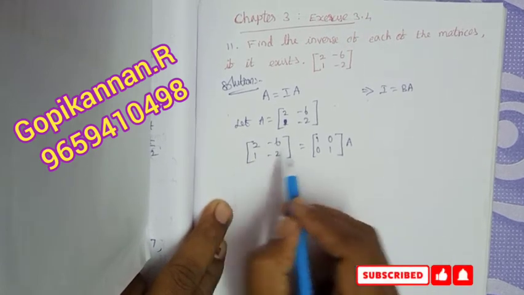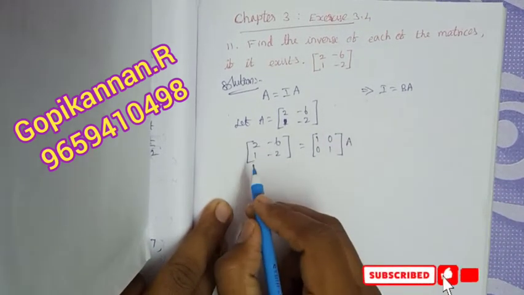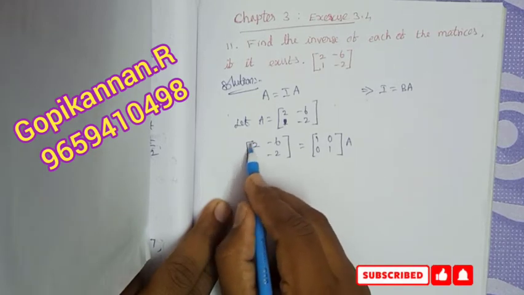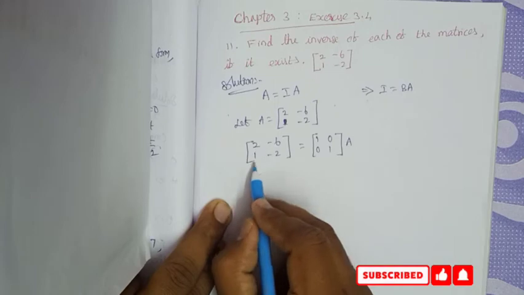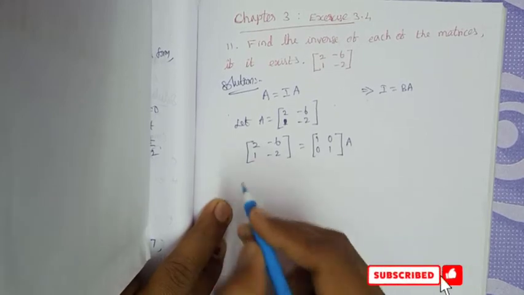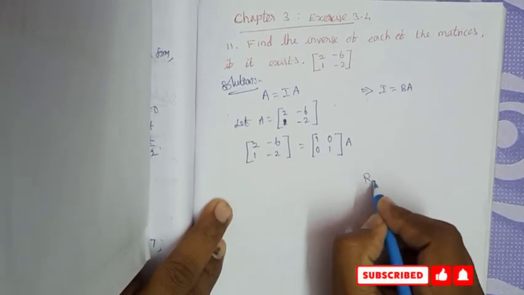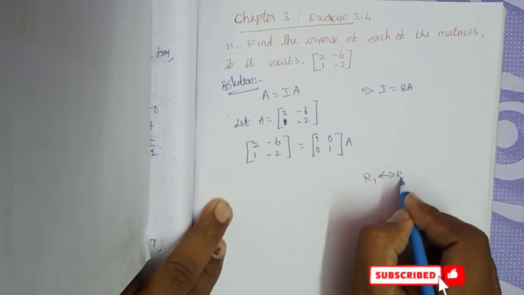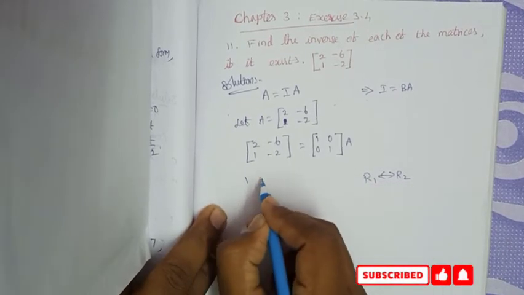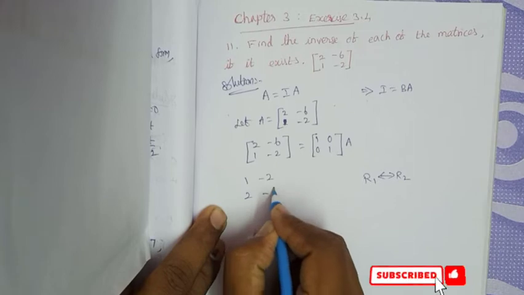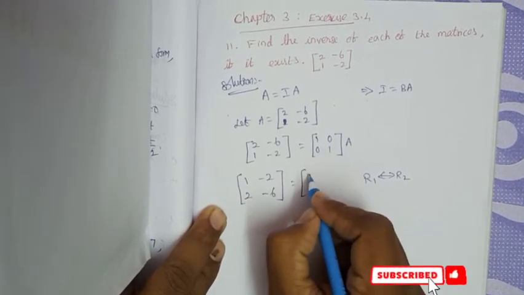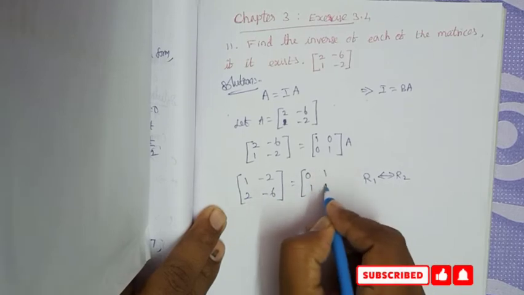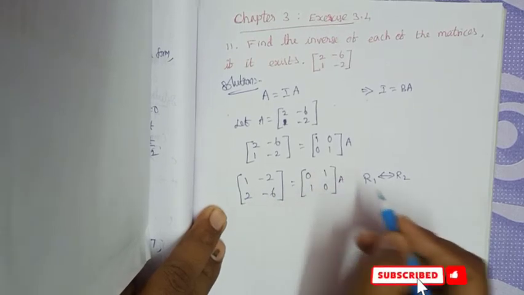On the left hand side we convert to the identity matrix. The identity matrix rule is that the first entry is 1. So we look at the second entry, and by interchanging these two rows we get: we apply R1 interchange R2. So [1, -2; 2, -6], and the same procedure here: [0, 1; 1, 0] into A.